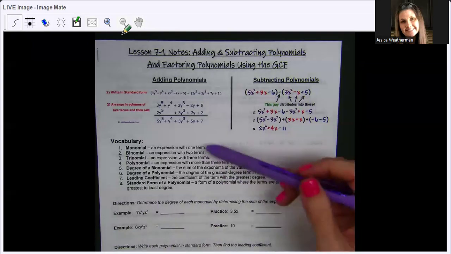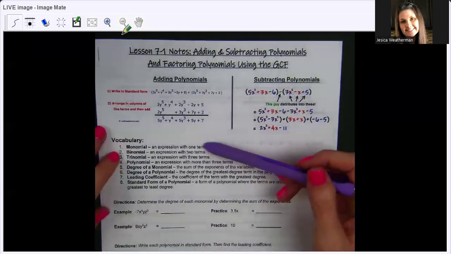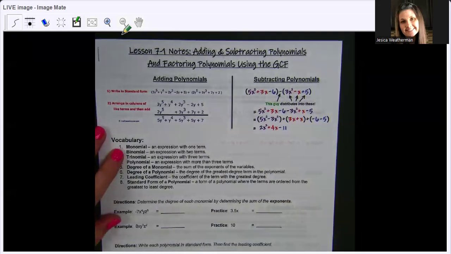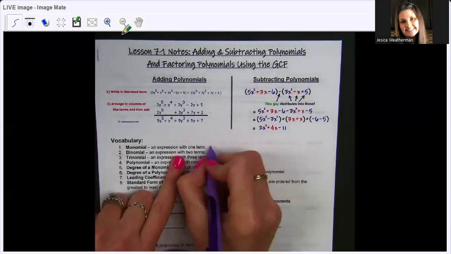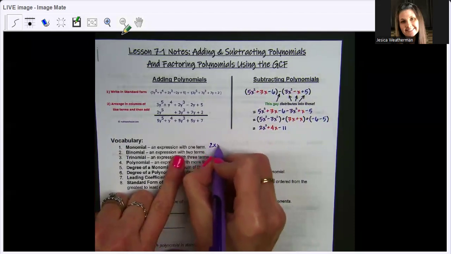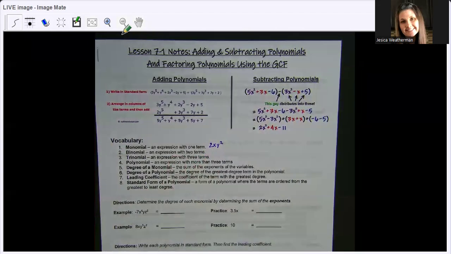Here are some vocabulary terms. We have monomial, which is an expression that has one term. So an example of this would be like 2xy squared. That is a monomial. Even though it has 3 parts to it, it does not include adding or subtracting something from it.